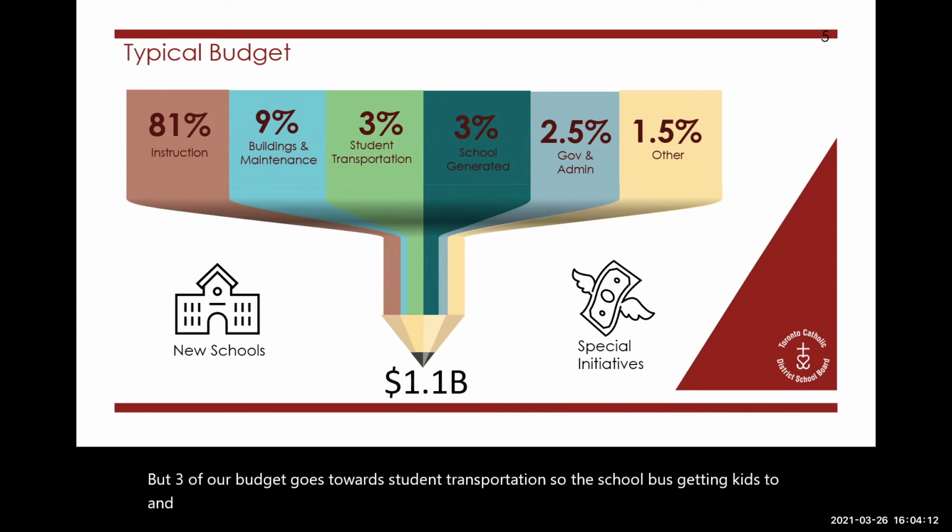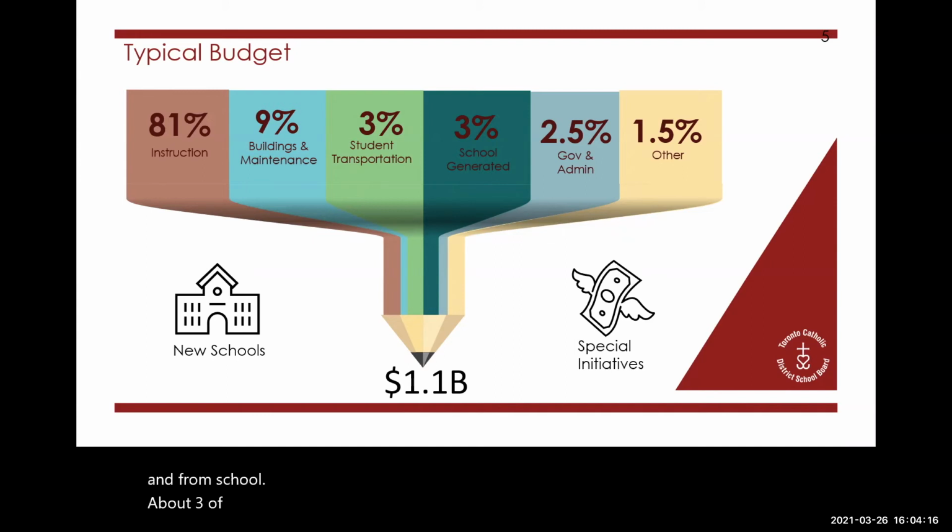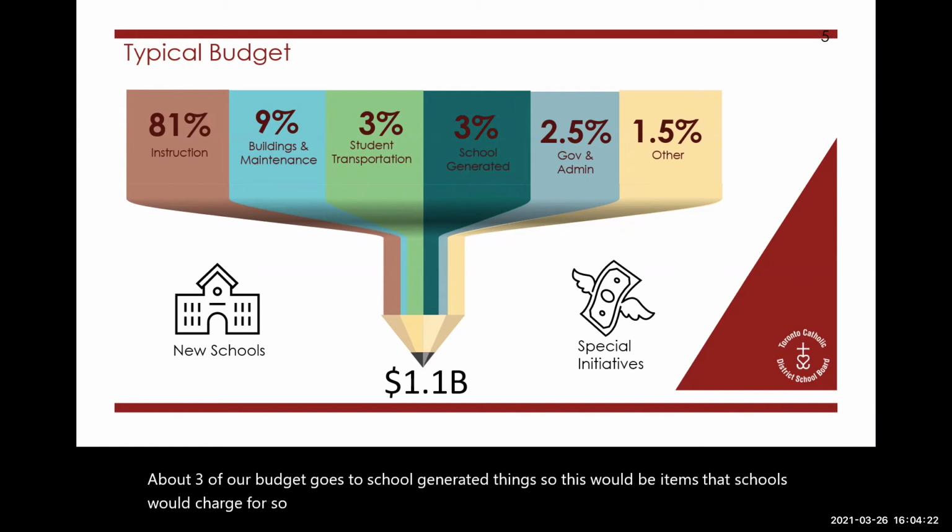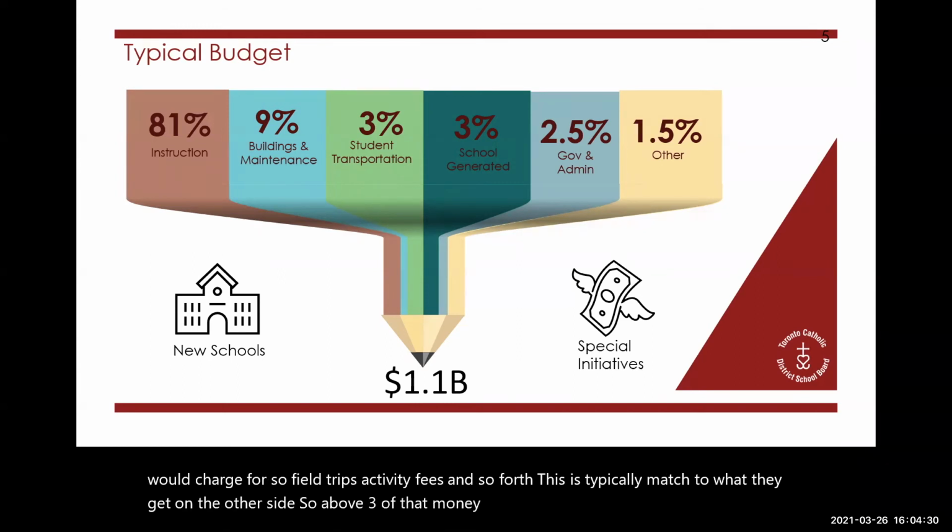About 3% of our budget goes to school-generated things. So this would be items that the schools would charge for, so field trips, activity fees, and so forth. This is typically matched to what they get on the other side. So about 3% of that money goes towards that.